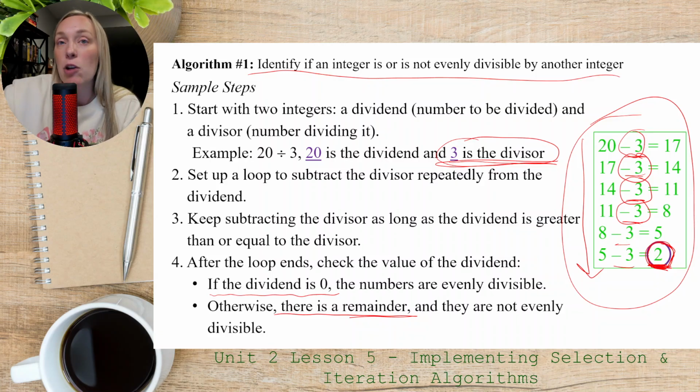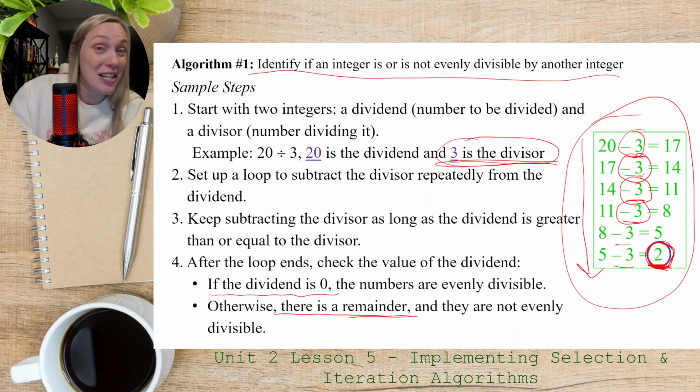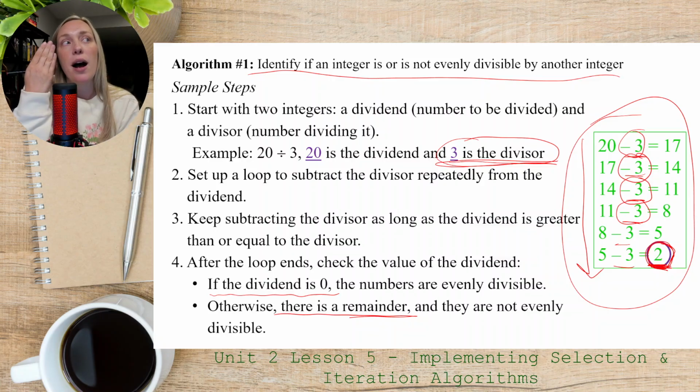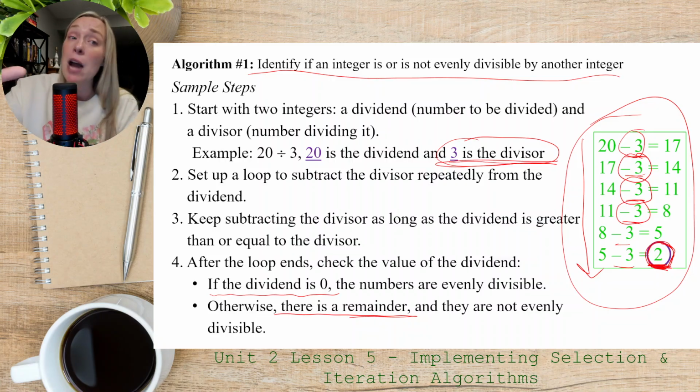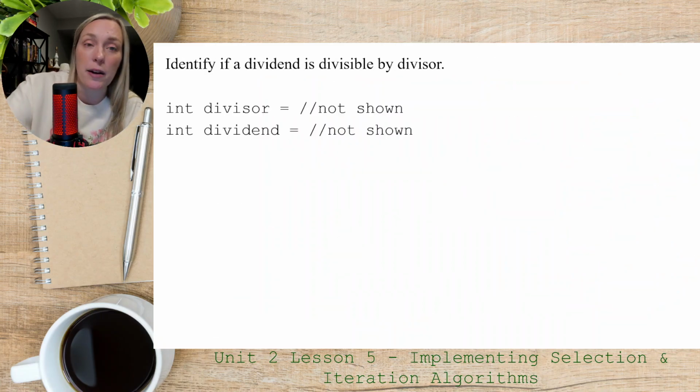Okay. Now, the code we want to write is always code that can apply to any situation. So we want to use variables so that no matter what number is stored in those variables, our algorithm works on it successfully. But starting with numbers like 20 divided by 3 can help us visually see what steps we're going to take. Now, I wrote out some very detailed sample steps here.